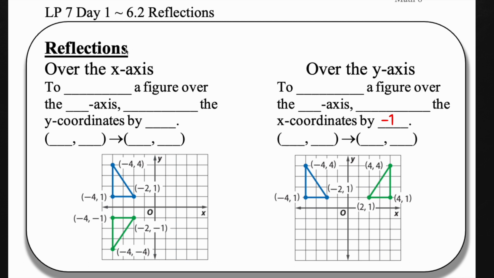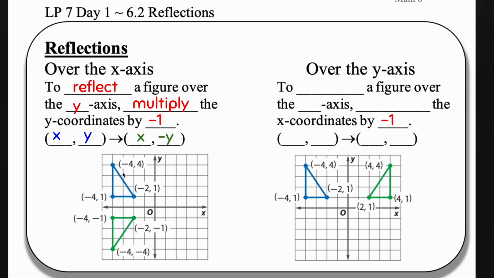So over the x-axis and over the y-axis, we have two different situations. To reflect a figure over the x-axis, multiply the y-coordinate by -1. So that's all we do. If I tell you to reflect over the x-axis, you take the y-coordinate and multiply by -1. The x-coordinate is going to stay the same. So we have x, y, and that's going to change to x, -y.